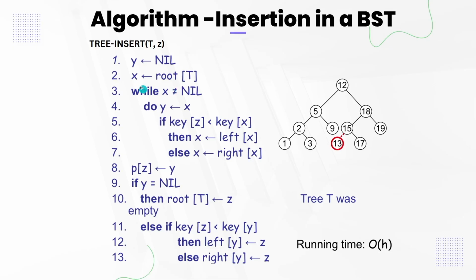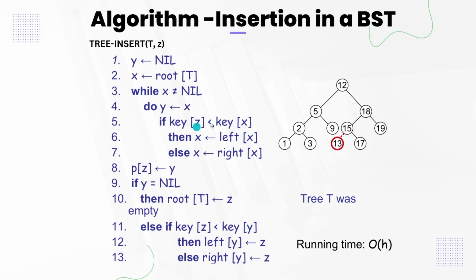The same thing has been put in the form of an algorithm. We follow this procedure. The first two steps are part of initialization. As I said before, the current pointer x is initialized with the value at root, and the trailing pointer y is initialized with the value of null. And now we check whether the root is not null, only then can we do insertion and navigate. So, we assign the value of x to y, and then we compare the key value of z and the key value of x.